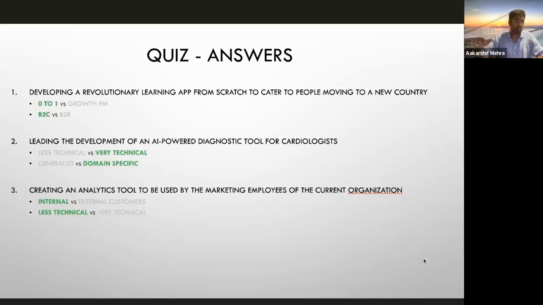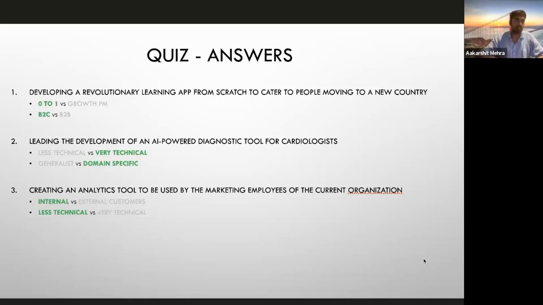Now, developing a revolutionary learning app from scratch, as the name suggests, right? You're building out something from scratch, and obviously in this case it is a 0 to 1 PM role. The product doesn't exist, which is why you're building something out from scratch. You're building for people who are moving to a new country, meaning you are targeting the end customers. So it is a B2C app and not a B2B app. So it is a B2C PM role.